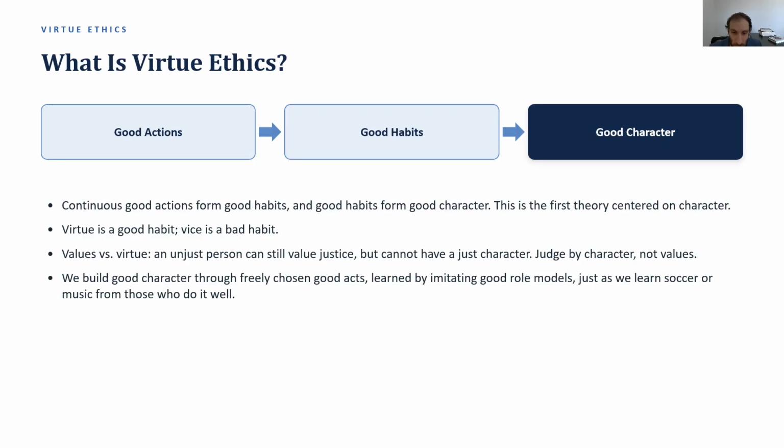And so in short, virtue is concerned with good character. And good character is formed by good habits. And good habits are formed by good actions. And these good actions must be freely chosen. And they are freely chosen acts done through imitation of what a good role model would do.